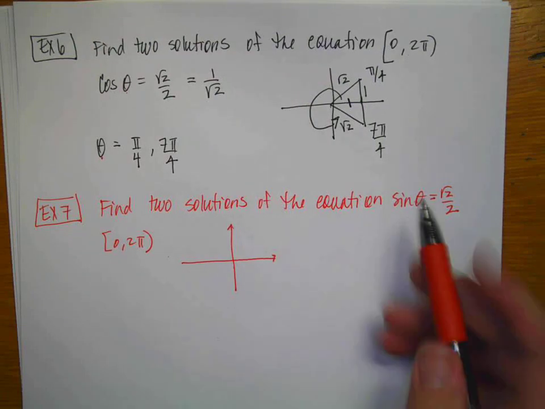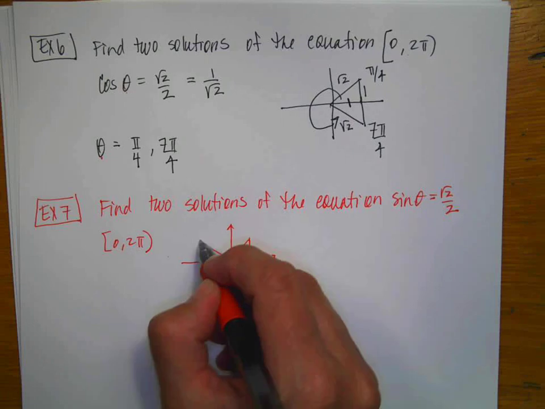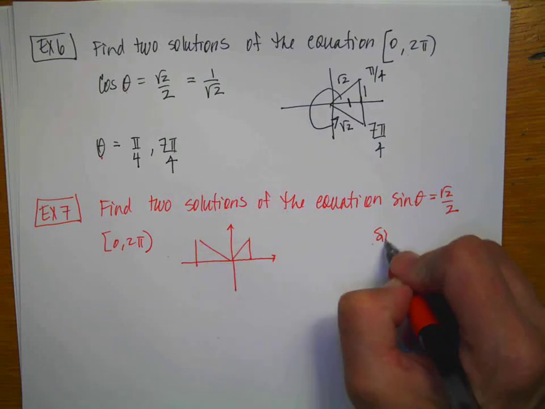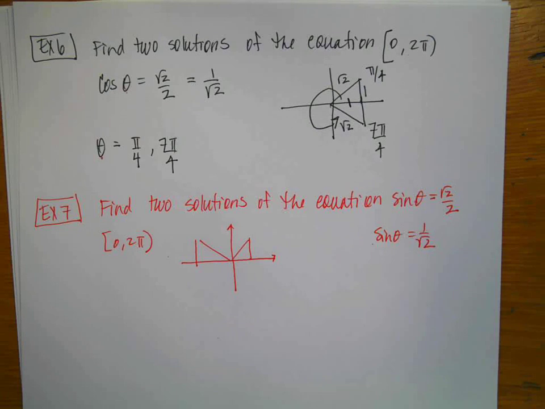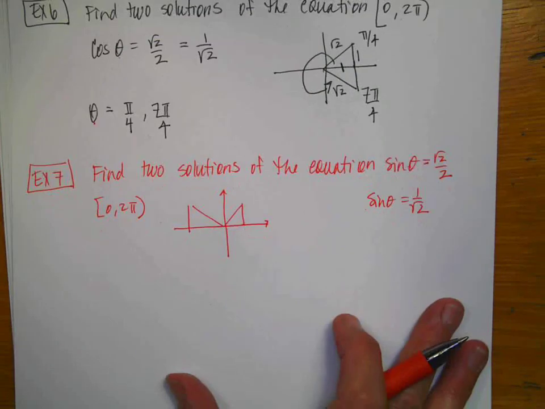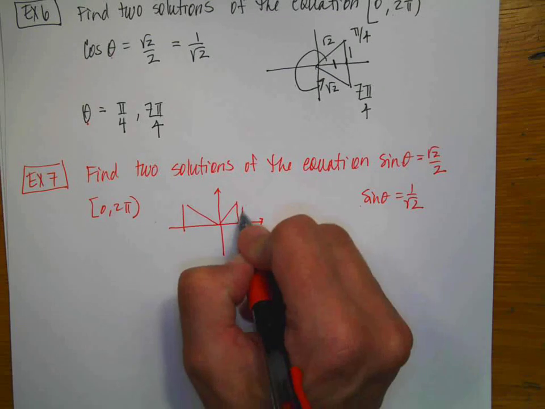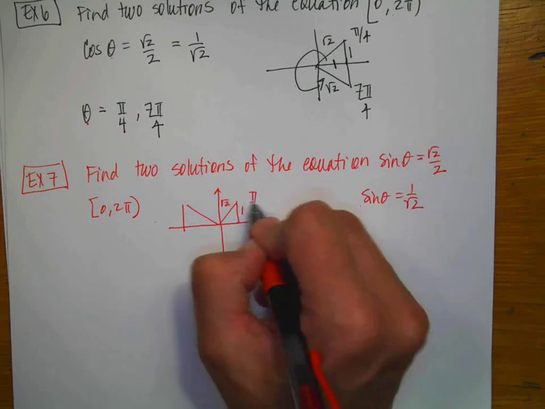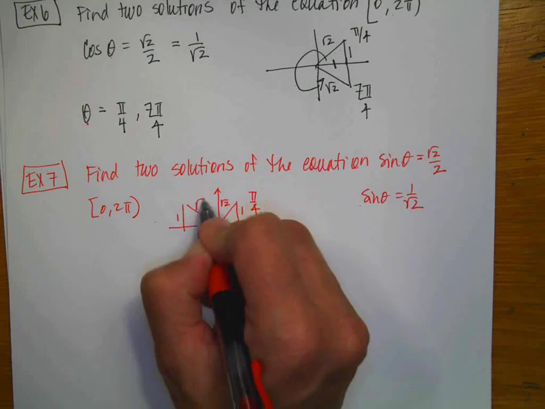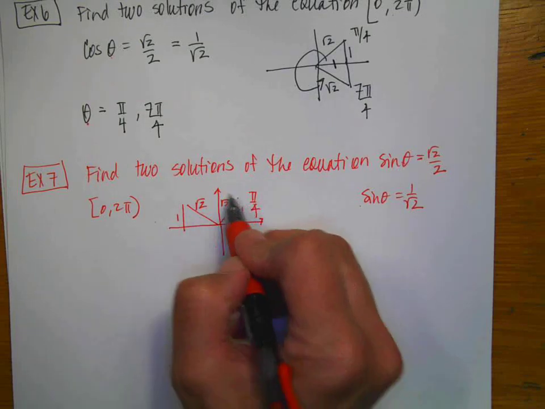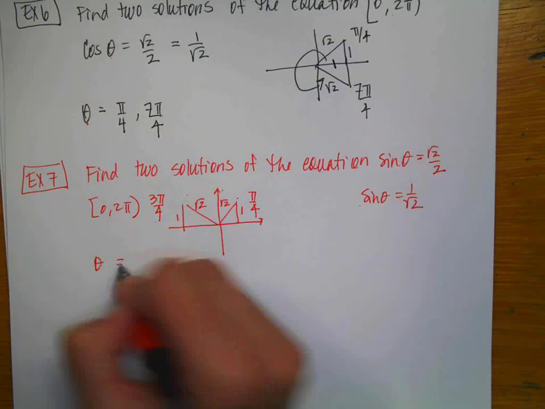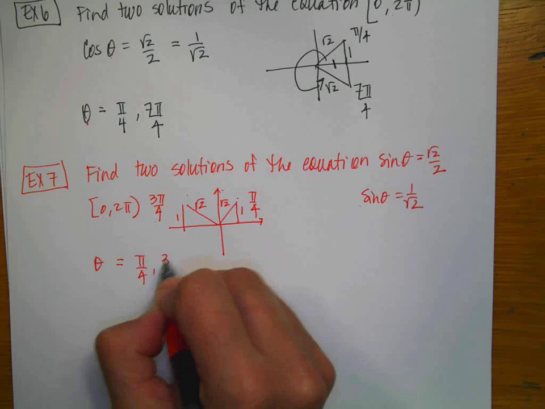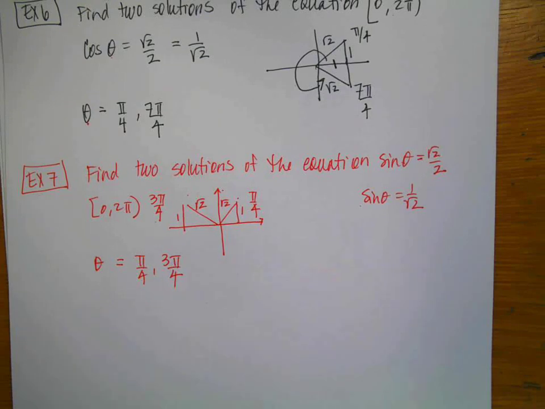I'm going to draw my reference triangles. Sine is positive here and here. I would write this as sine of theta is 1 over radical 2 because I think the problems are significantly easier when they are unrationalized. So this is 1, radical 2, so this is pi over 4. And this is 1, radical 2. This is 1, 2, 3. This is 3 pi over 4. So theta is equal to pi over 4 and 3 pi over 4.